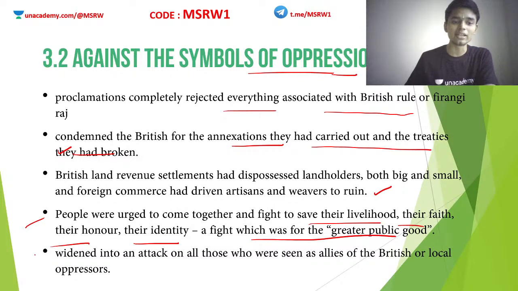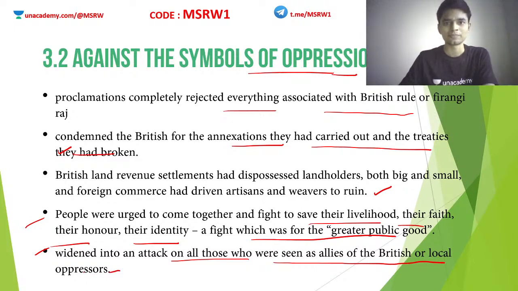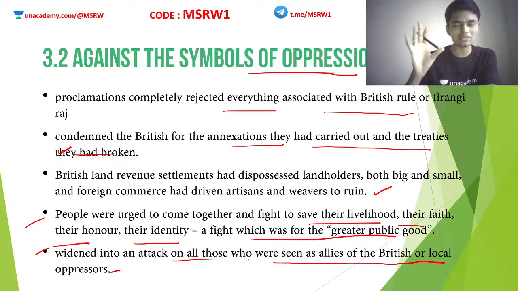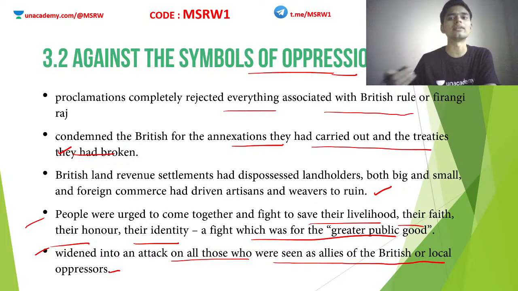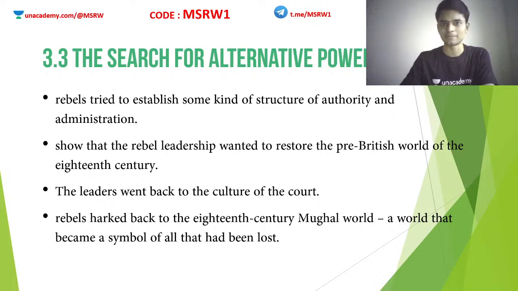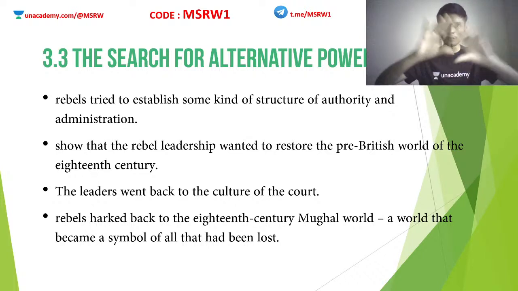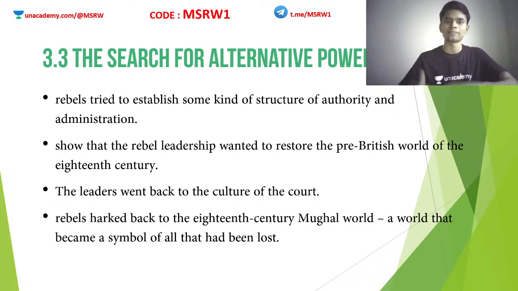This widened into an attack on all those who were seen as allies of the British or the local oppressors. Although the main targets were the British, eventually the scope widened and anybody who had helped Britain in any way was considered a target as well. So moneylenders, etc. come here. This is how the scope of this revolution broadens.